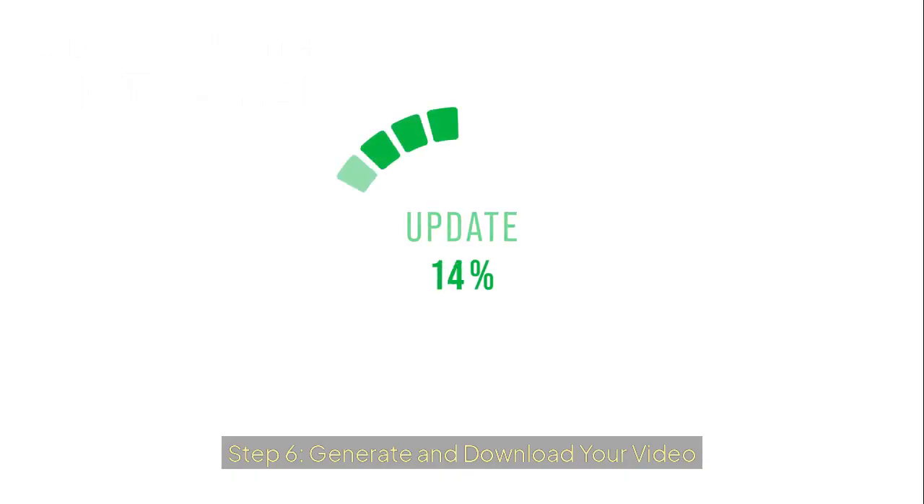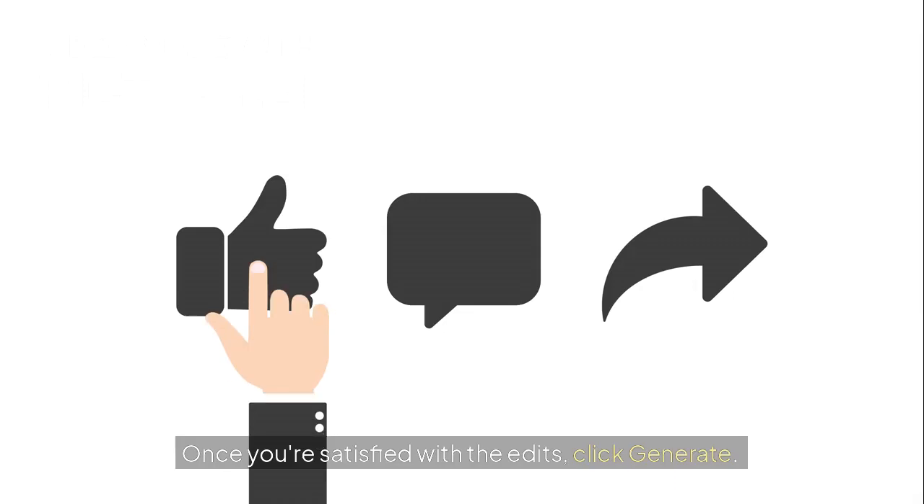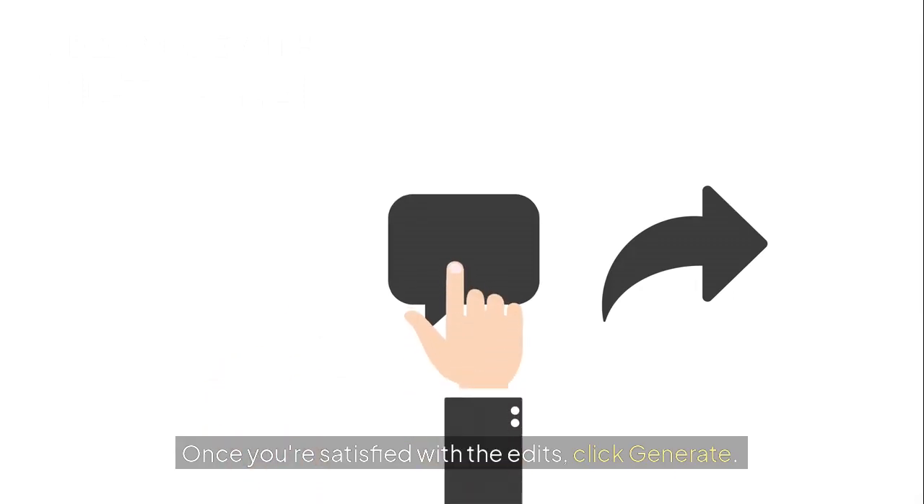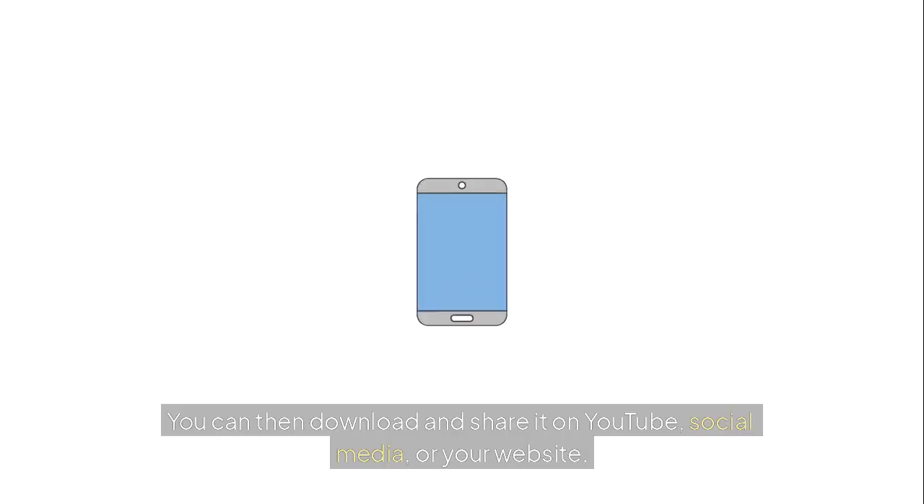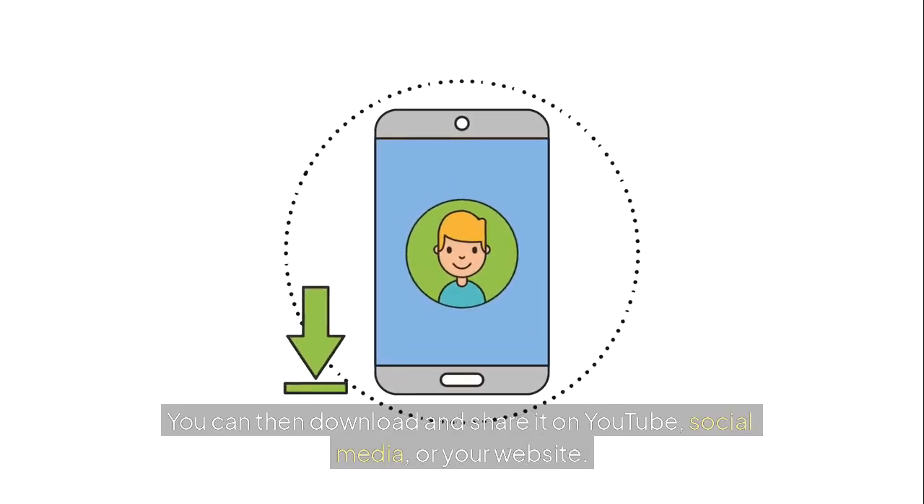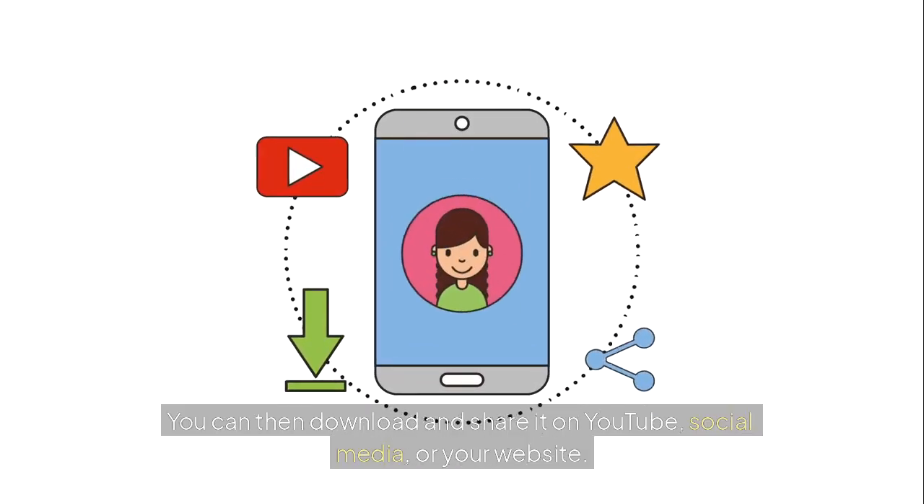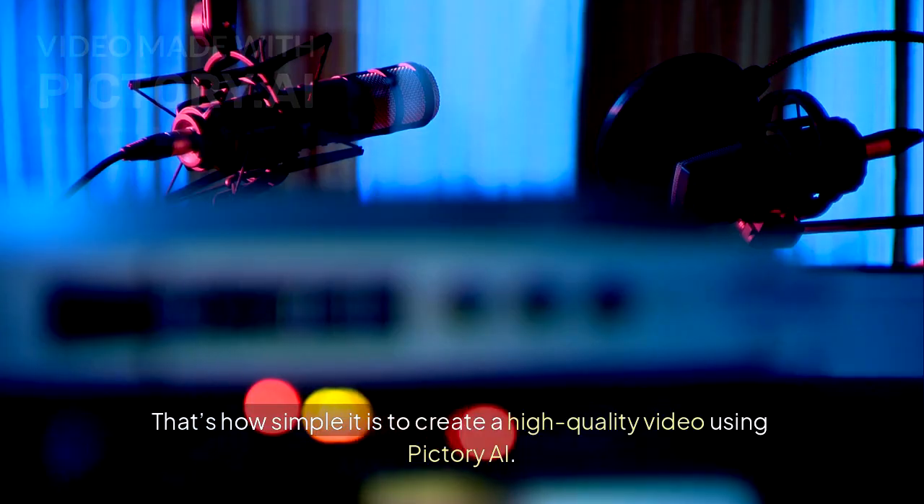Step 6. Generate and download your video. Once you're satisfied with the edits, click Generate. Within a few minutes, your AI video is ready. You can then download and share it on YouTube, social media, or your website. That's how simple it is to create a high-quality video using Pictory AI.